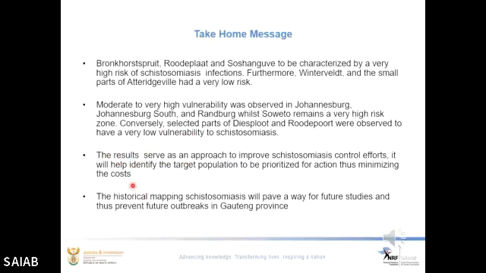And also these results are important because they serve as an approach to improve schistosomiasis control efforts, and this will undoubtedly help identify target populations for action, thus minimizing the costs. And also, historical mapping of schistosomiasis will help pave the way for future studies and thus prevent outbreaks of schistosomiasis in Gauteng province. And with that being said, I'd like to thank you all for listening.